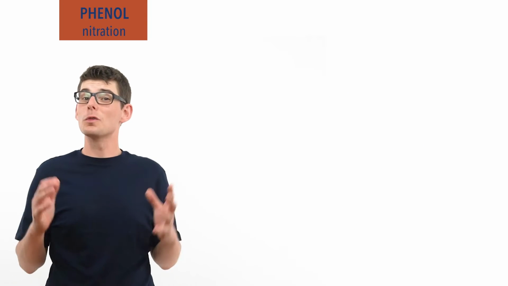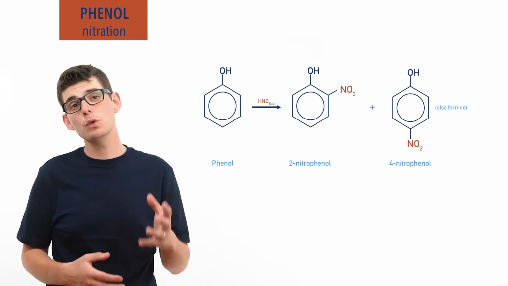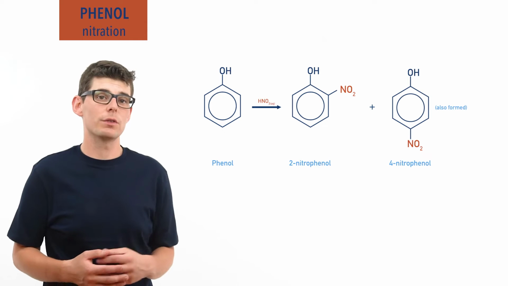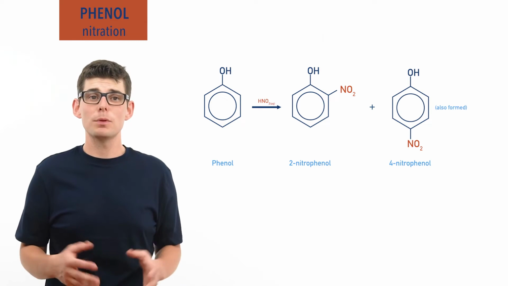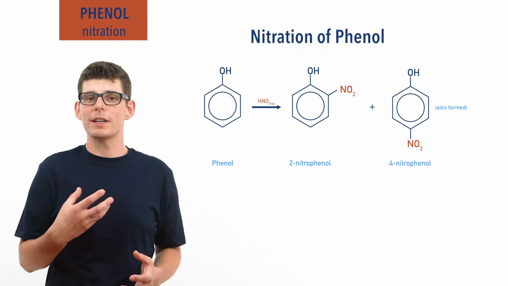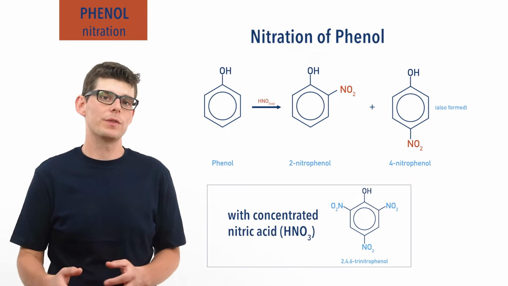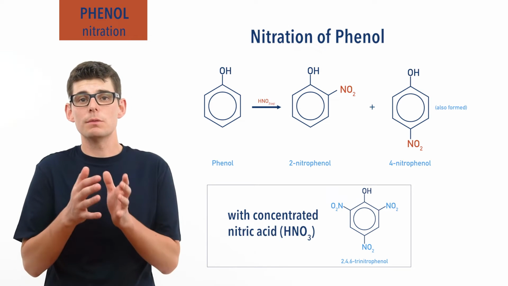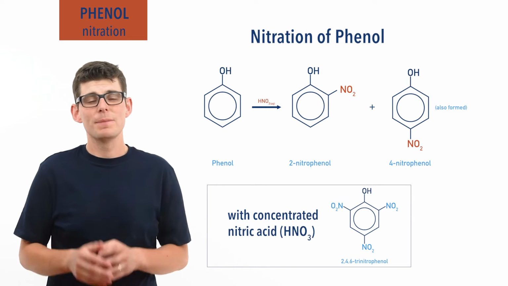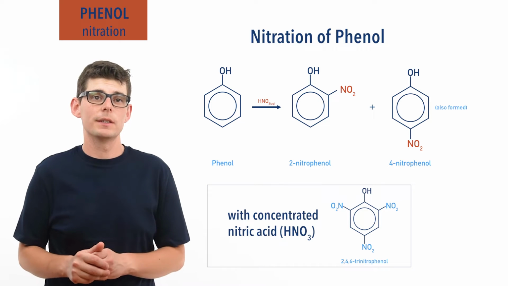Recap done, let's go. Phenol can react directly with dilute nitric acid to form a mixture of 2-nitrophenol and 4-nitrophenol. This is an example of a nitration reaction. If concentrated nitric acid is used, the product formed is 2,4,6-trinitrophenol, as the phenol undergoes multiple substitutions. Unlike in the nitration of benzene, no catalyst is needed.